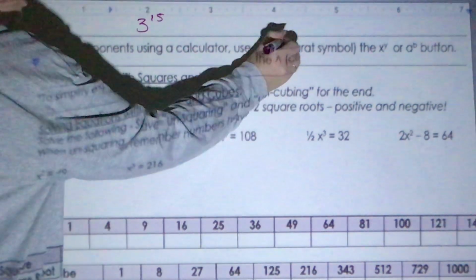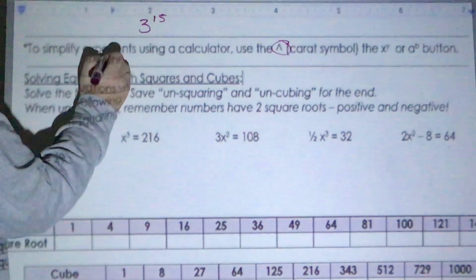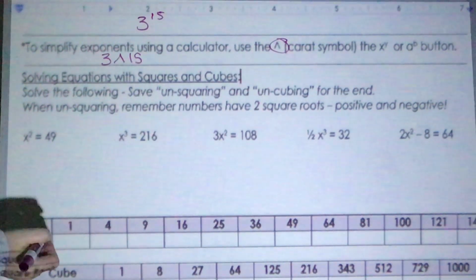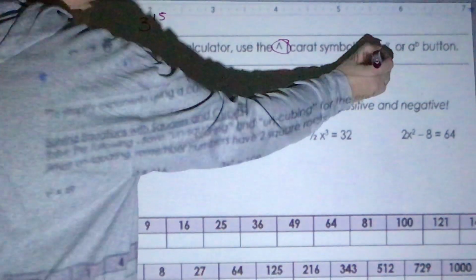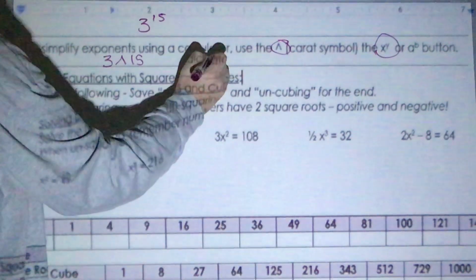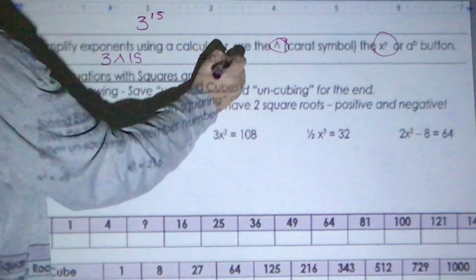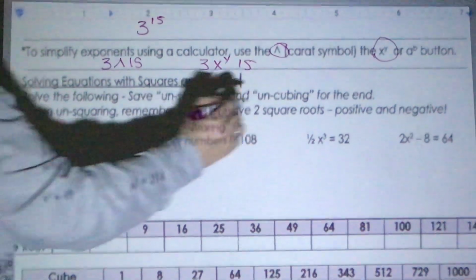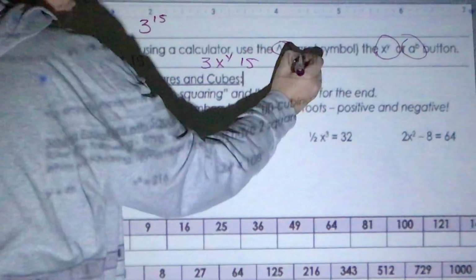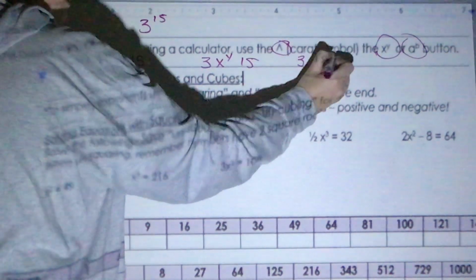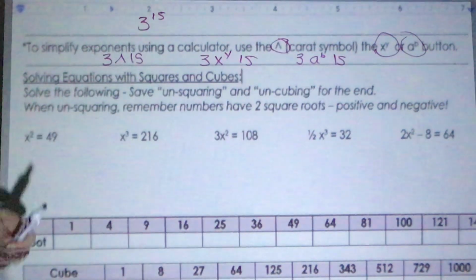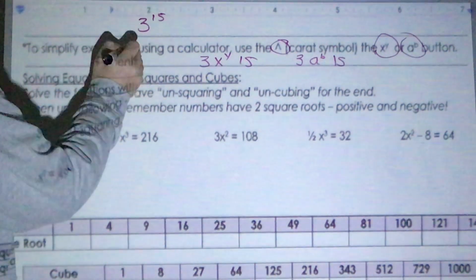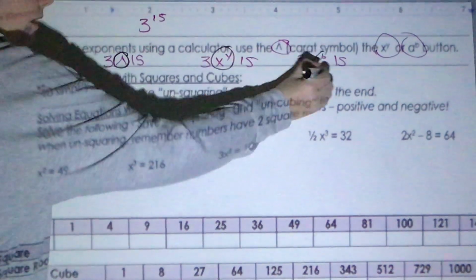Some calculators use this caret symbol, so you would type in 3 caret 15, and it would give you your answer. Some calculators have an XY button, so you would type in 3 XY 15. And then some have an AB button, so you would type in 3, the AB button, and then 15. So the buttons that you'll be using on calculators, depending on which calculator you have, are these buttons.